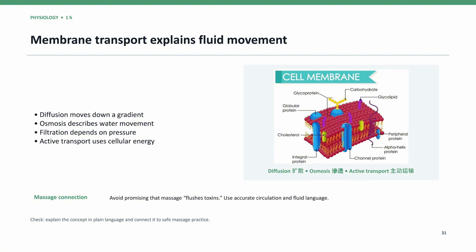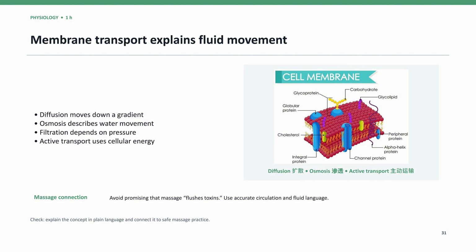Active transport, 主动运输, is different. It moves substances against their concentration gradient. Because this movement requires work, the cell must use energy in the form of ATP. These transport mechanisms help cells maintain the correct balance of water, electrolytes, nutrients, and waste products.